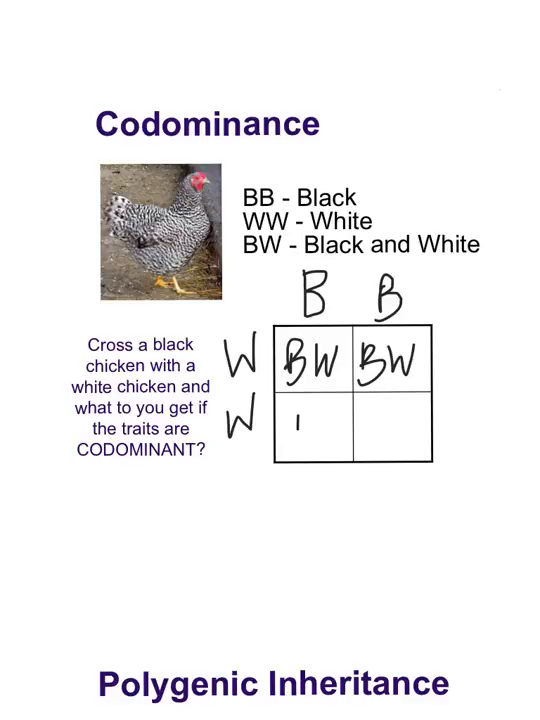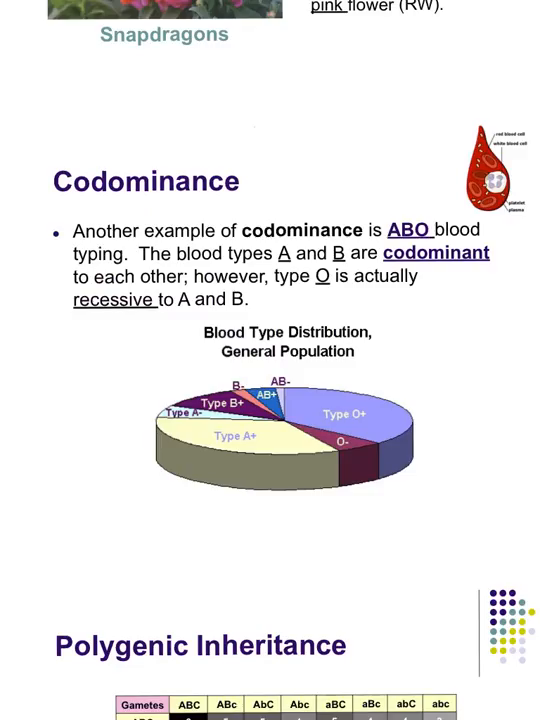So that BW genotype results in the phenotype of being both black and white. So if a black chicken and a white chicken were crossed, 100% of the offspring would show up Dominique, that black and white color. Another example of codominance in humans is blood types.